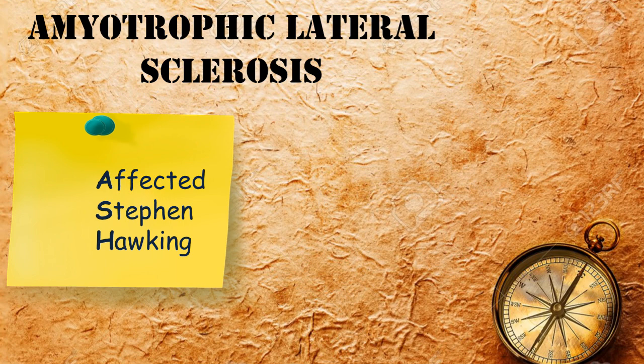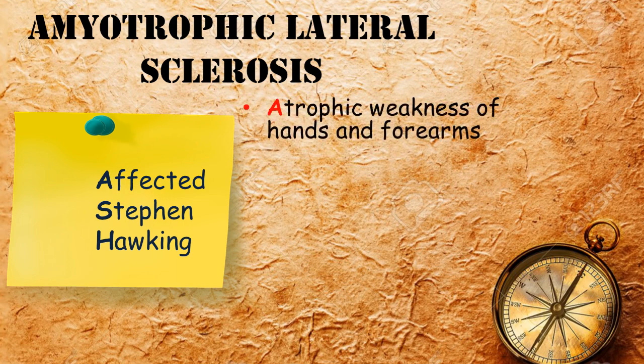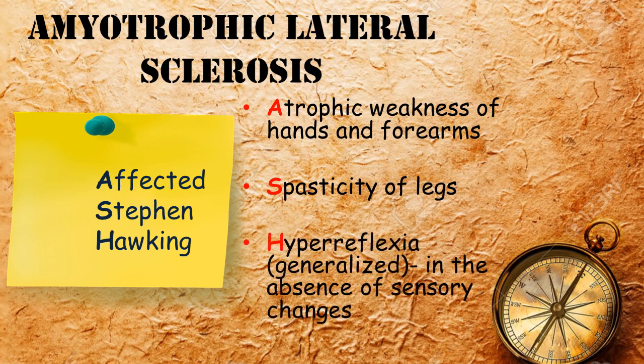ALS affected Stephen Hawking. So A is atrophic weakness of hands and forearm. Then S for spasticity of legs. And H for hyperreflexia, and it is generalized and there will be no sensory changes. This is one of the most important MCQ. So you can see lower motor weakness in case of hands and upper arm, and in case of legs you can see the upper motor neuron type of lesion, and just try to remember there won't be any sensory changes in case of ALS.